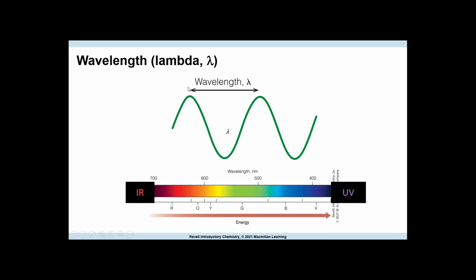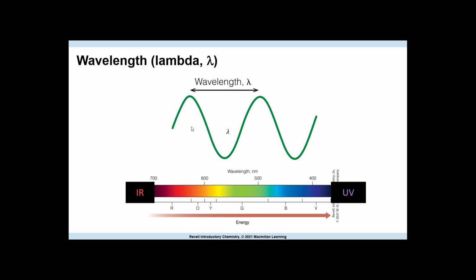With the wavelength, we measure it from one point to the same point on the next wave. So if we measure from here, then we measure to this one. If we measure from here, then we measure to this one, and so forth. Wherever it's the same exact point on the next wave is how we measure these.